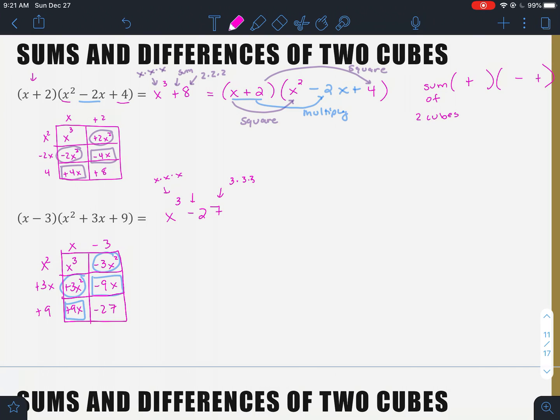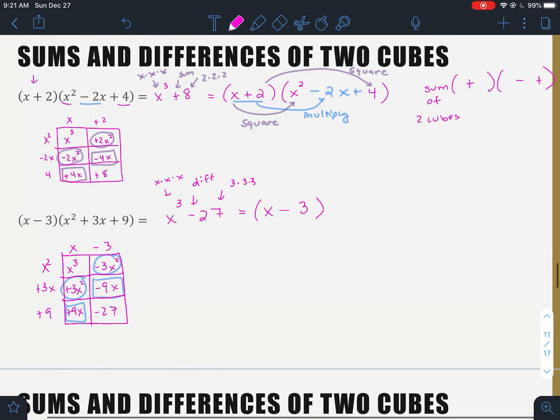X cubed is x times x times x. 27 is 3 times 3 times 3. And it's a difference of 2 cubes because we're subtracting in the middle. So how is this going to work? Well, that first parentheses is going to be similar to the first parentheses in the sum of 2 cubes. So the cube root of x cubed is x. The cube root of 27 is 3. And since it's a difference of 2 cubes, that first parentheses is going to have a minus sign. And then it's the same thing.